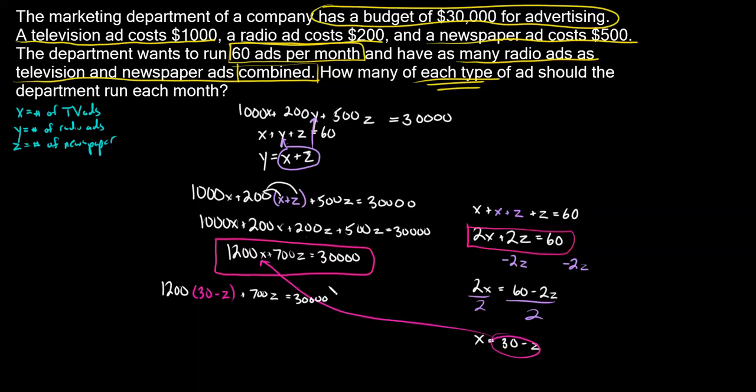And I can go ahead and keep solving. I can distribute this here. I'm going to end up getting 36,000 minus 1200z plus 700z is equal to 30,000. And now I can simplify this a little bit. I got some like terms I can combine. So I'm going to have 36,000 minus 500z, combined like terms, is equal to 30,000. Okay, I'm going to scroll down just a little bit.